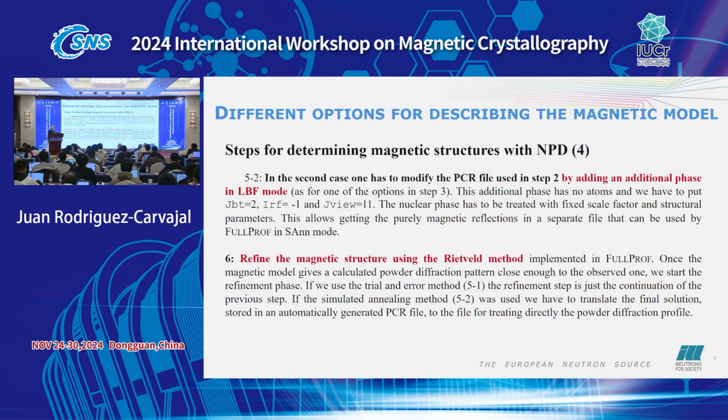And at the end, you have to refine. When you have something which is reasonable for starting, then you can use the Rietveld method and refine the magnetic structure.